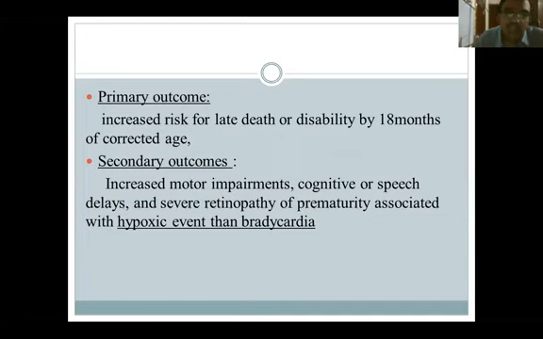Cognitive outcome was worse with hypoxic events than bradycardia. Most important, what they have found is that compared with bradycardia, hypoxic events less than 80% had a worse outcome in this.